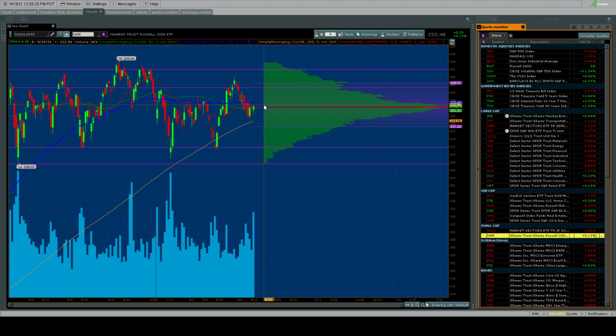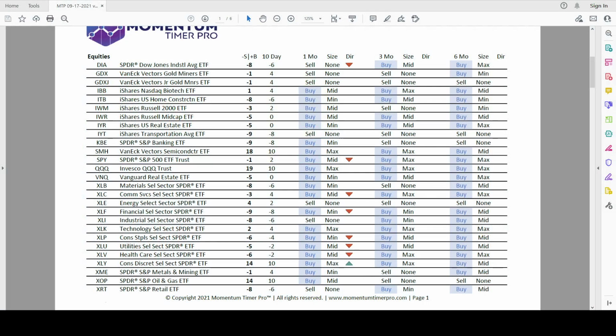The volume profile line over the last 6 months, where most of the shares have been traded, has been consistent. Yes, sellers are indeed there. Let's take a quick look at what Momentum Timer Pro thinks of IWM. And my guess is it's pretty much in line with not taking a lot of risks there.